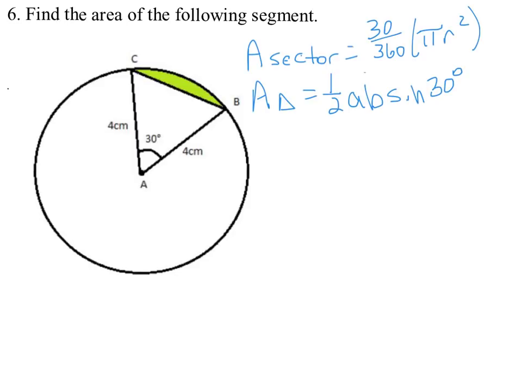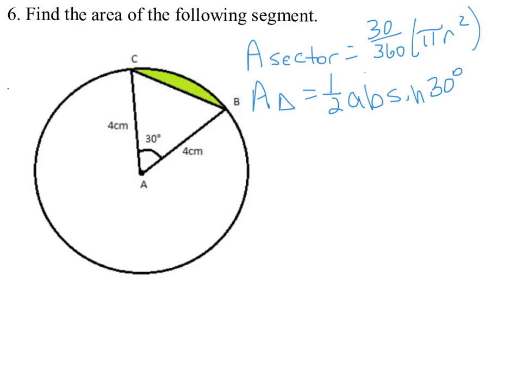Okay, so we're going to use the ratio that's created by our sector by using this angle measurement right here of 30 degrees. And we're going to divide that by 360. That's going to give us the ratio for this sector right here. And we're going to multiply that times the area of the entire circle, which is pi r squared.